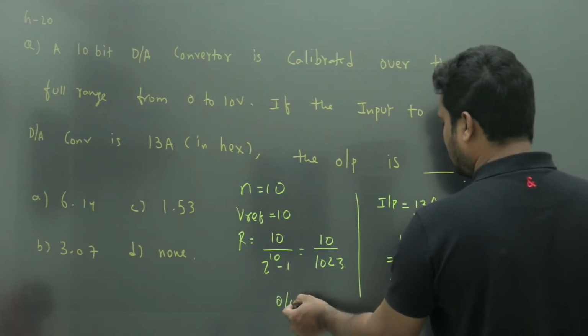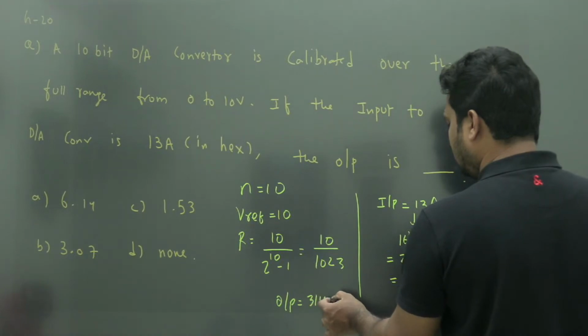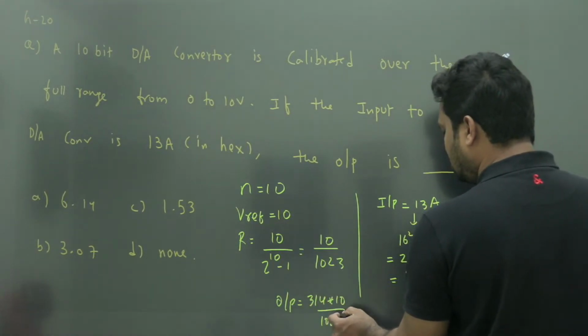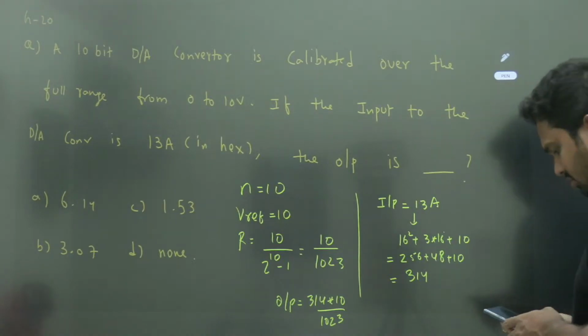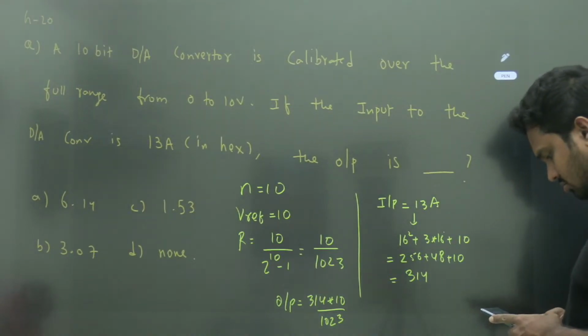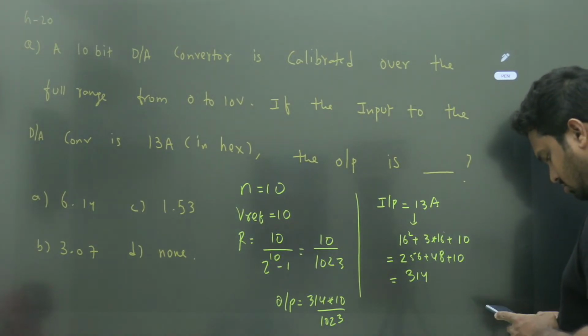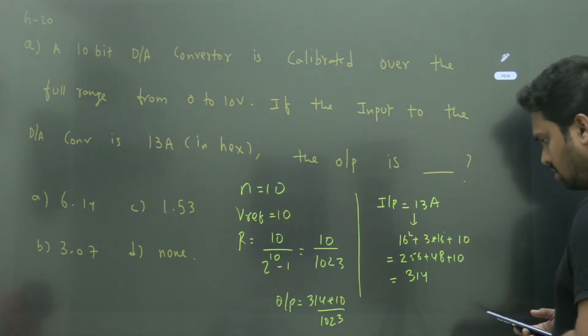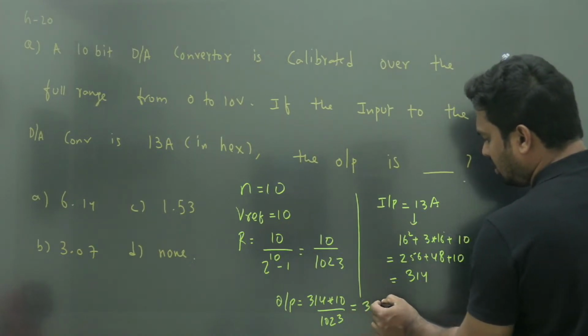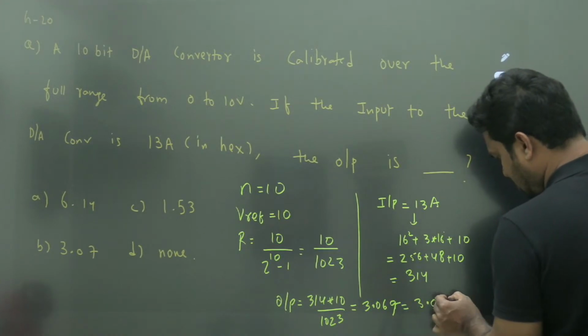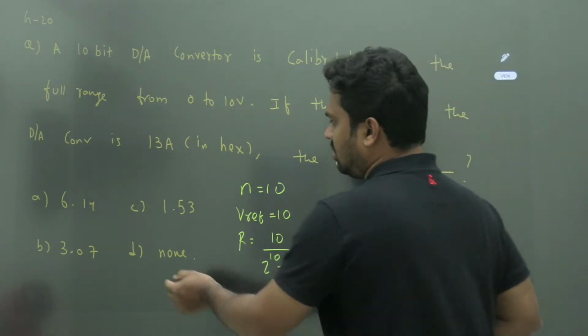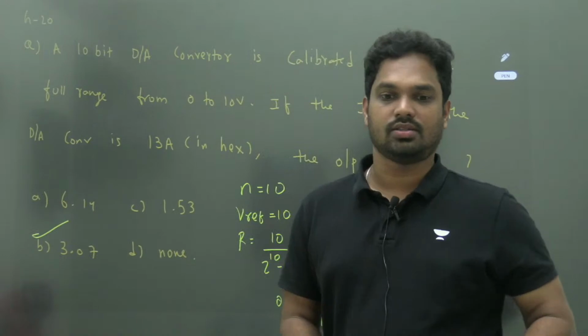Output equals 314 into 10 by 1023. Let me do the calculation. It will come to 3069, that is 3.069, approximately 3.07. Option B is the right answer.